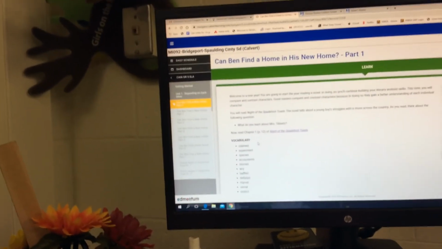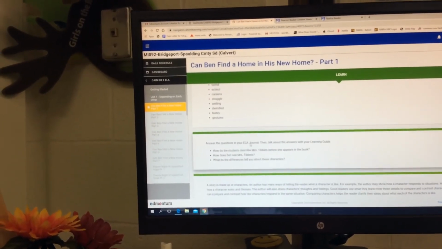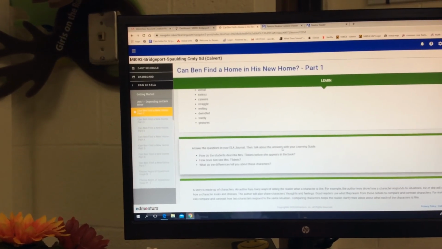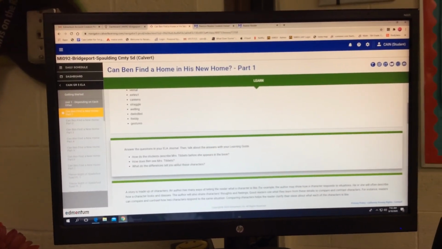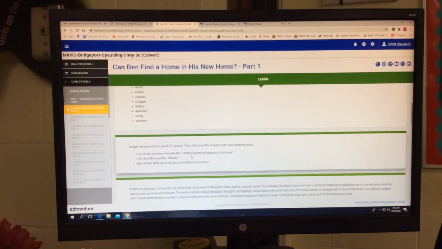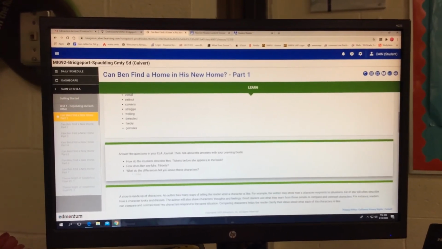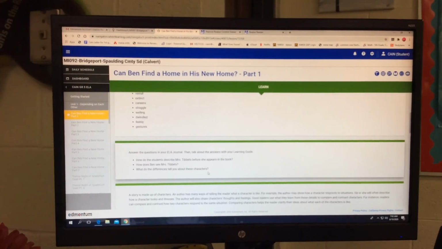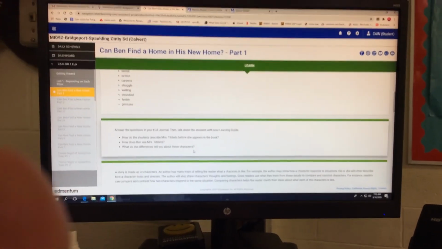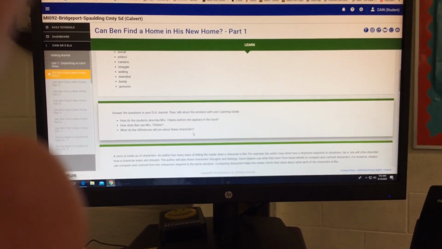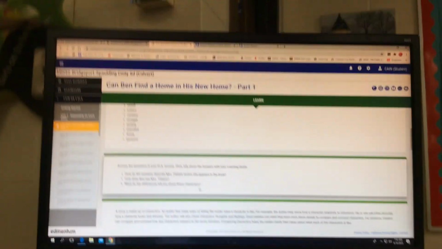So, there's vocabulary to learn. It says, answer the question in your ELA journal. Then talk about the answers with your learning guide. Your learning guide is your parent. How do the students describe Miss Tibbets before she appears in the book? How does Ben see Miss Tibbets? What do the differences tell you about these characters? Those are 3 things you have to write down in your notebook. Those things are going to show that you have an understanding of what you are listening or reading.